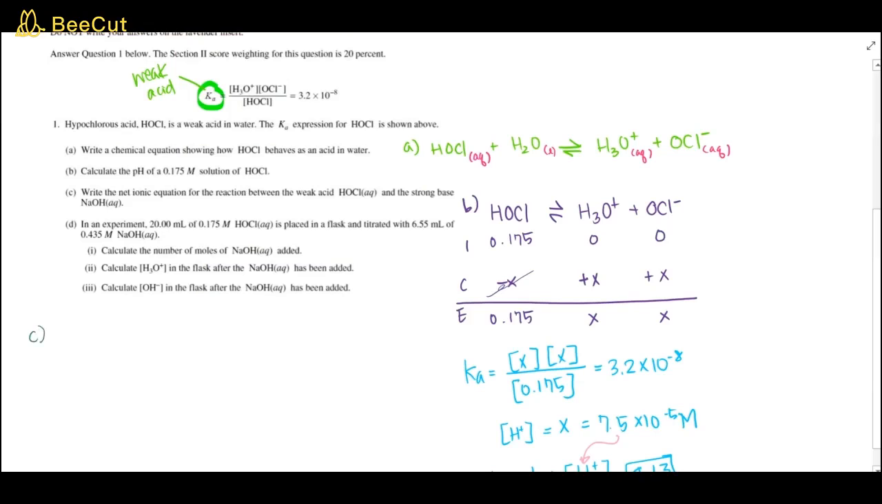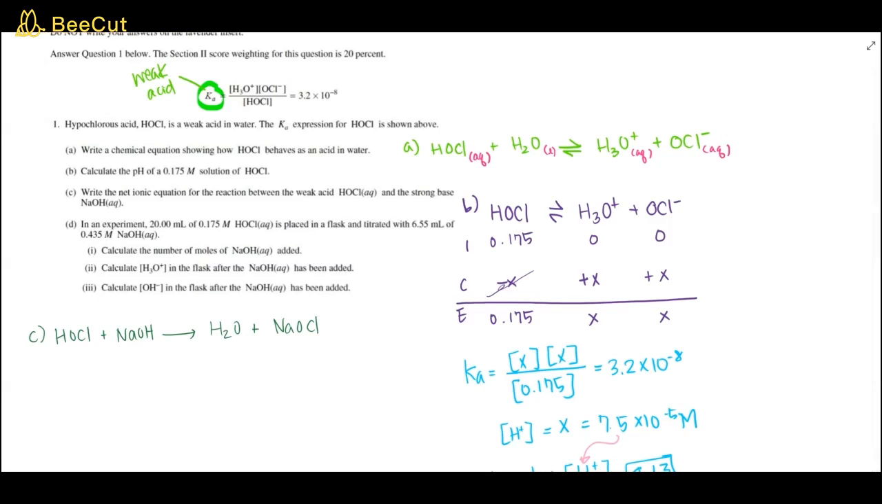C says, write the net ionic equation for the reaction between the weak acid HOCl and a strong base of NaOH. So I know that I'm starting out with HOCl and I'm adding NaOH, and because this is an acid and that's a base, I know for a fact that I am going to be creating water and salt. Okay, and the salt is NaOCl, right? Okay.